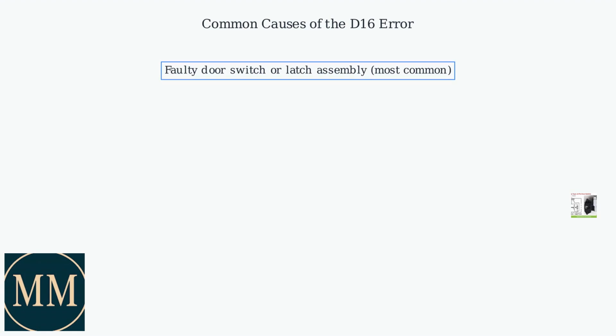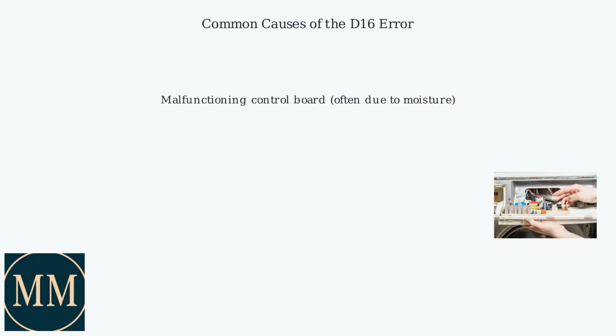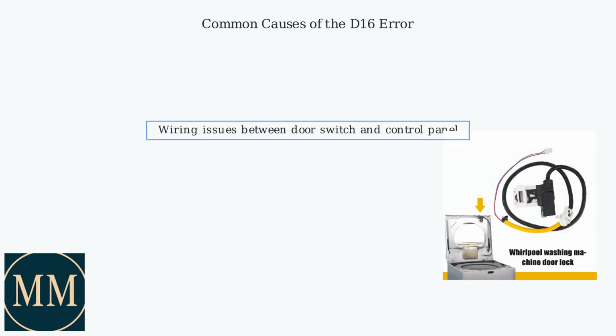Several factors can trigger the D16 error in Maytag commercial dryers. The most common cause is a faulty door switch or latch assembly, where the switch fails to properly signal door closure. Another major cause is a malfunctioning control board, often damaged by moisture exposure in humid laundry environments. Wiring issues between the door switch and the control panel can also cause the error, especially in high-vibration commercial settings.